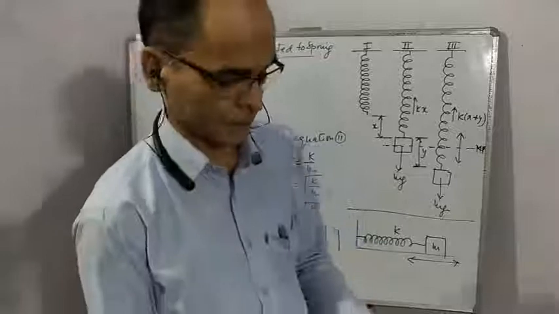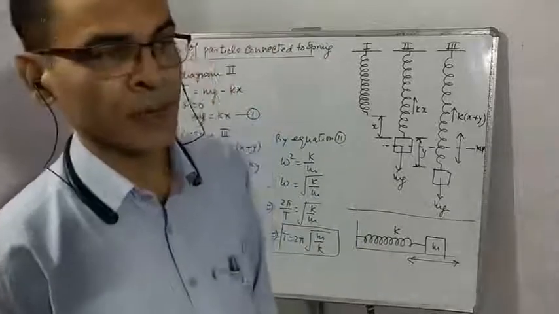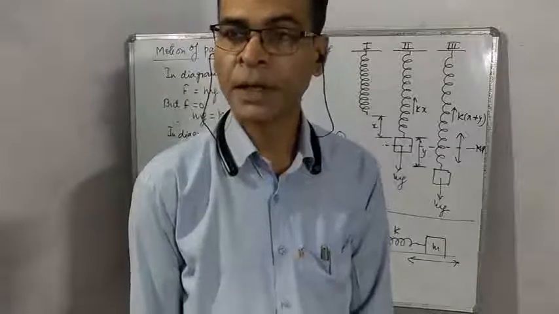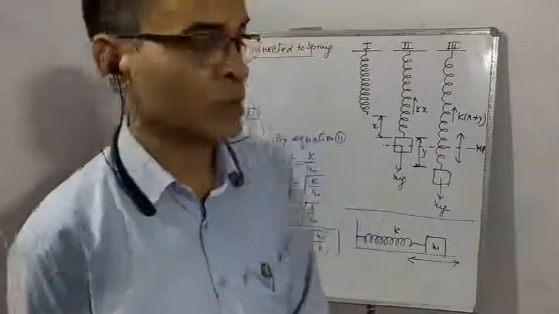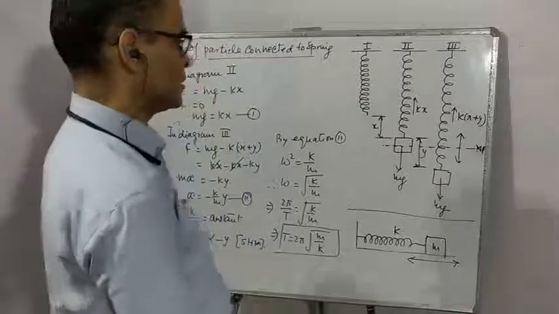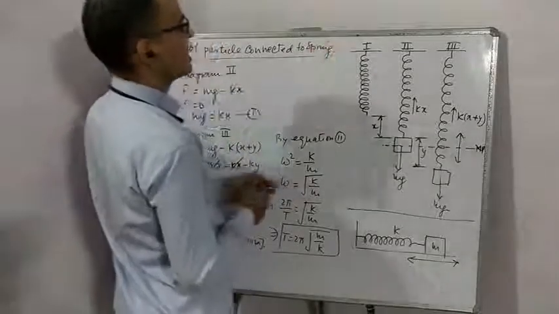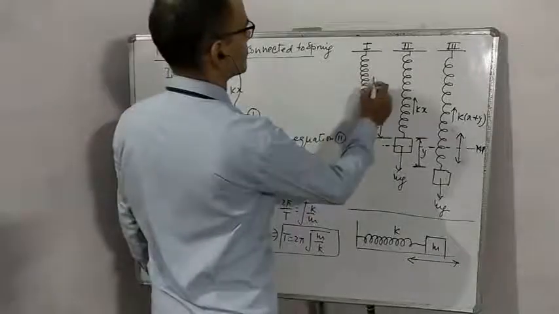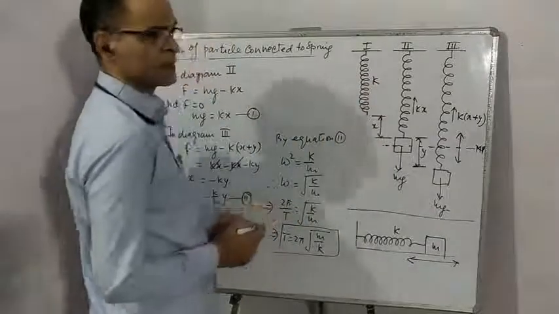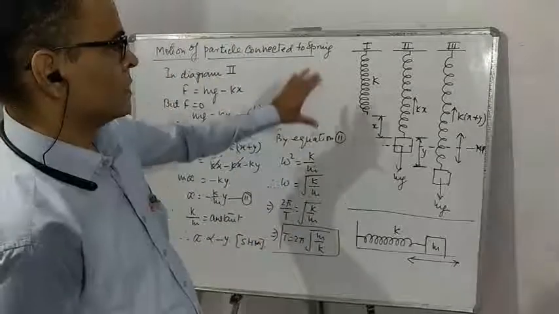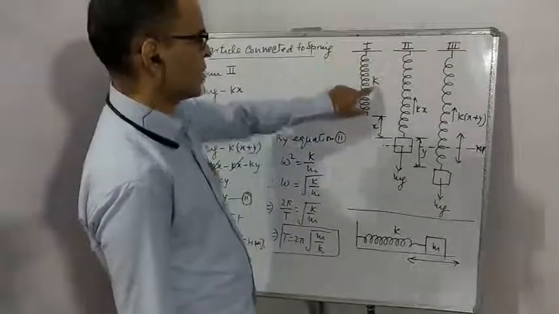Students, in the previous video we discussed the motion of a simple pendulum. Now we are going to discuss the motion of a particle connected with a spring. Suppose this is the natural length of the spring. It is an ideal spring. Ideal spring means its self weight is negligible. It is an ideal spring of force constant K.